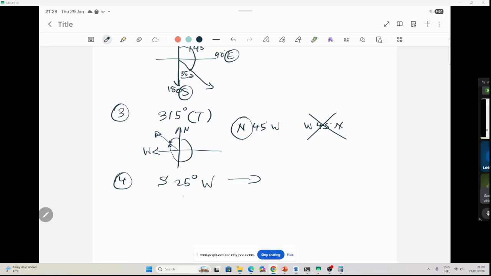So how much here? South, west, 25. Then you have 180 up to here. This is 180. So 180 plus 25 is how much? How much, guys? 205. 205 degrees. We normally put that this is true. Don't worry about this one. You will later learn why we put true.